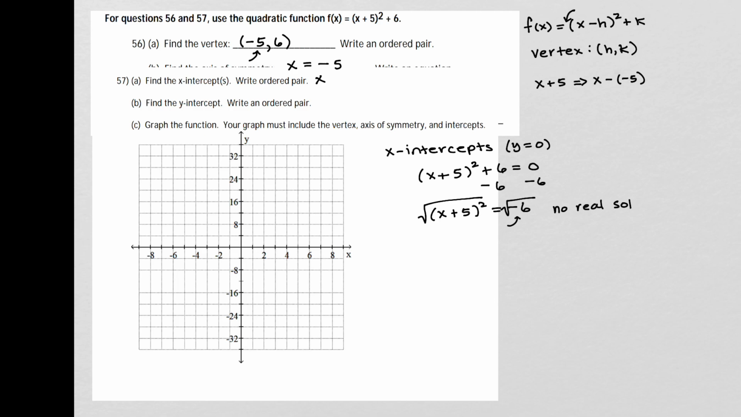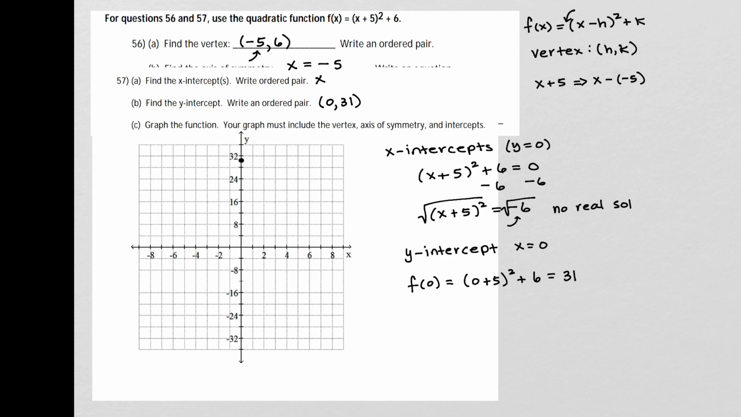Now I want my y-intercept. Well, the y-intercept is where x equals 0. So f of 0 is 0 plus 5 squared plus 6. And 5 squared is 25, plus 6 is 31. So we have (0, 31). And so that's just going to be right about there.